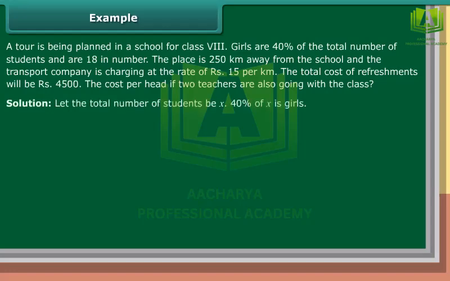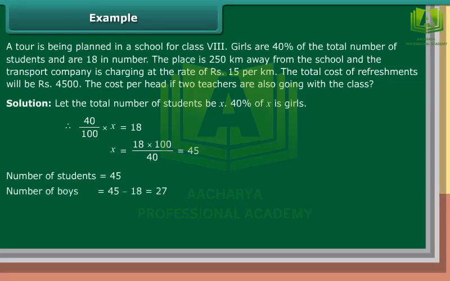Solution: let the total number of students be X. 40% of X is girls. Therefore, 40 upon 100 into X is equal to 18. X is equal to 18 into 100 upon 40, which equals 45. Number of students is equal to 45. Number of boys is equal to 45 minus 18, 27.